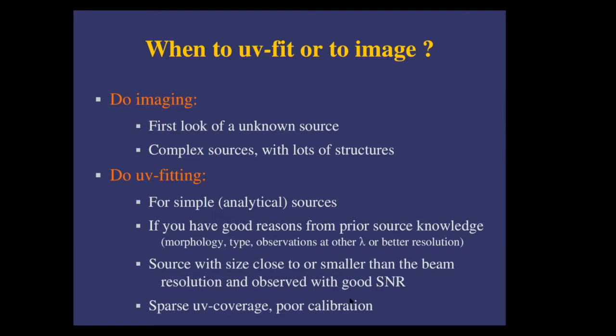And another case where you could gain some information from the source by doing some UV fitting is when you have a sparse UV coverage. At the very beginning of interferometry, when they started to try to get observations with only a few antennas, or a couple of antennas maybe, it was basically impossible to make an image, but still they could retrieve some source information from UV fitting. And in the case where you have a poor calibration also, then it would be very difficult to do an image, but maybe you could still do something with UV fitting.